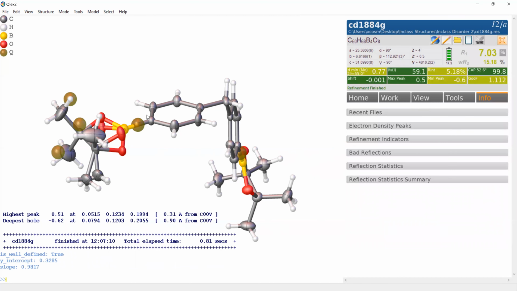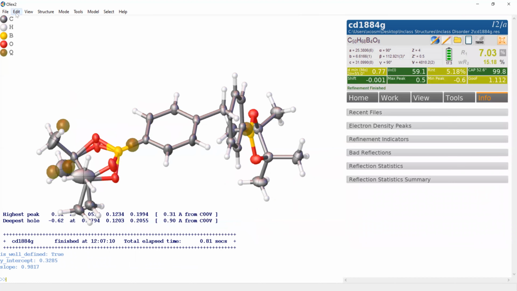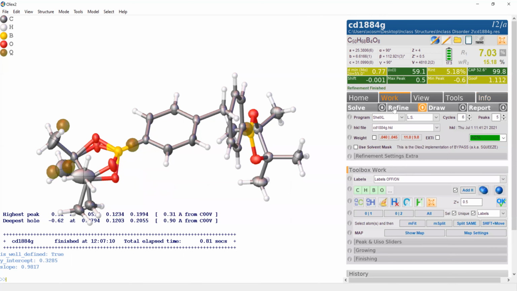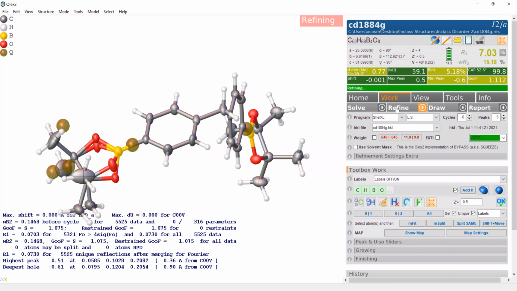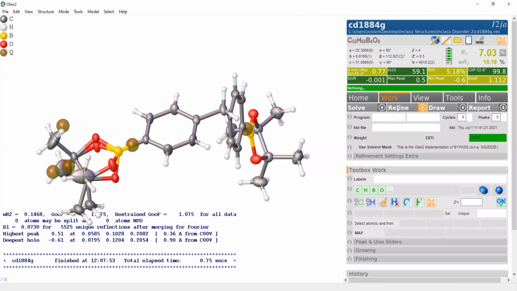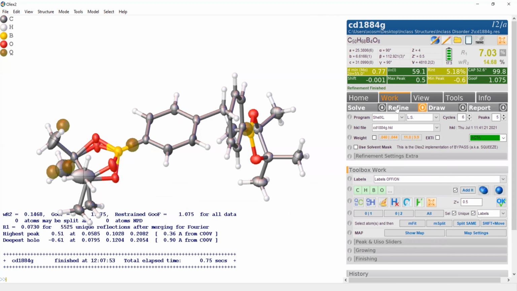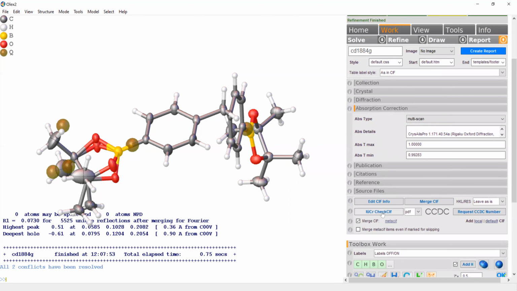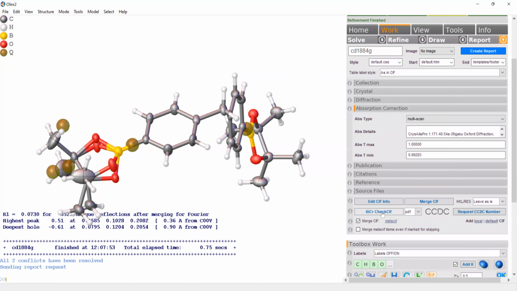So I might go in and manually update the weighting parameters. Let me do this here. Work, refine. So that looks good. So let's do one last report. See if we have any outstanding errors that we need to address.